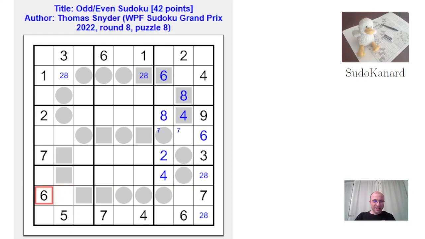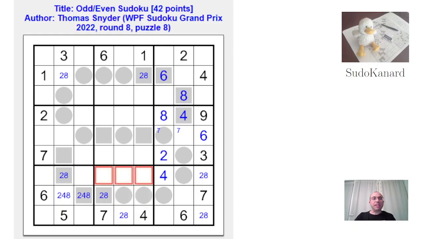Yes. On this row, we know that this is odd, so we have 5 odd digits here. So this one must be even. So that's 2, 4, 8, and this is 2 or 8, and this is also 2, 4, or 8. And this is 2 or 8. All right. So now, on this row, the remaining even digit must be here, and it must be 2 or 8.